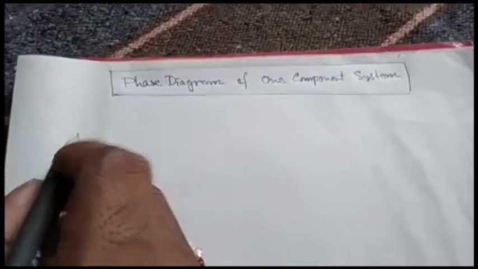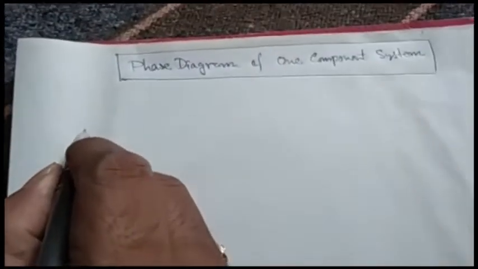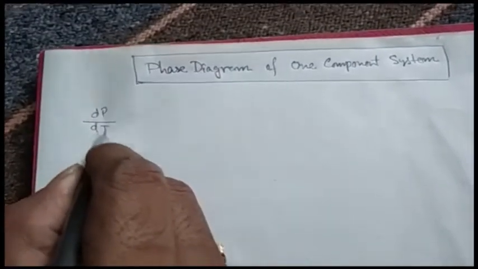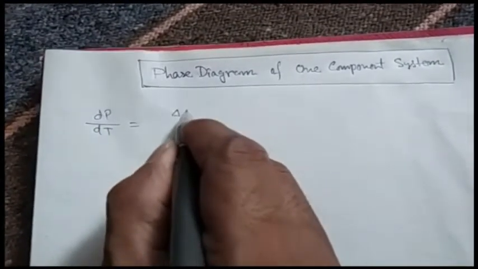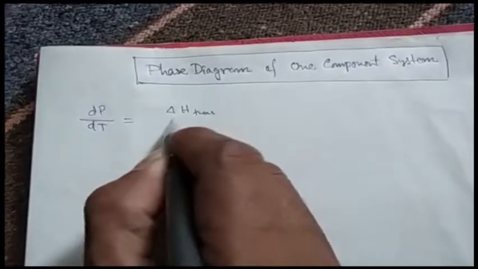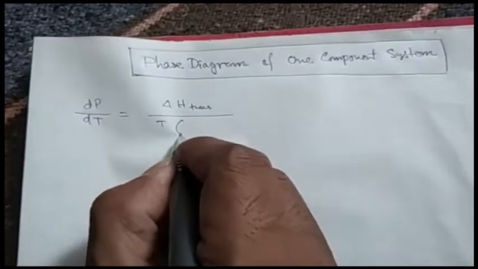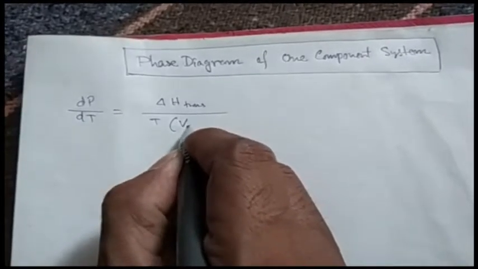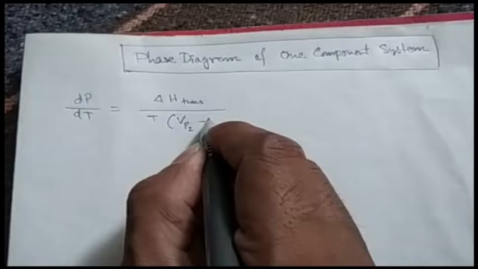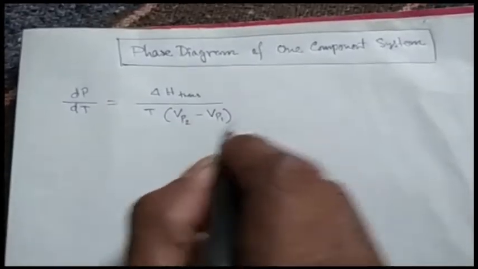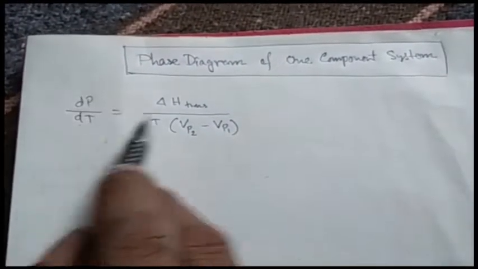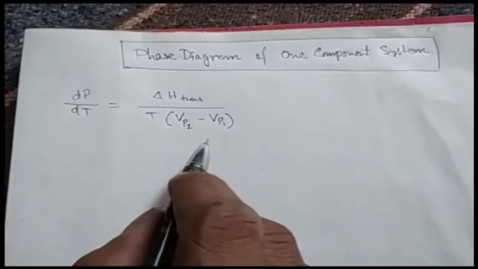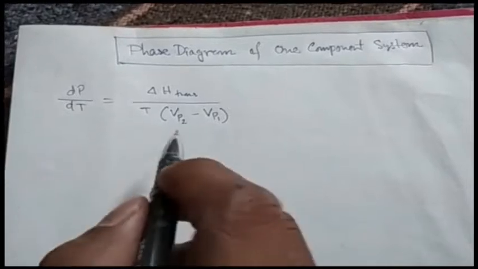For example, you can write dP/dT = ΔH transition / (T (V of one phase minus V of another phase)). Suppose V2 is the volume of one phase minus the volume of another phase V1. So that is the general formula. Now there are different types of equilibria.